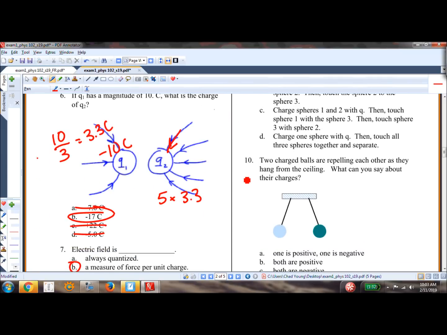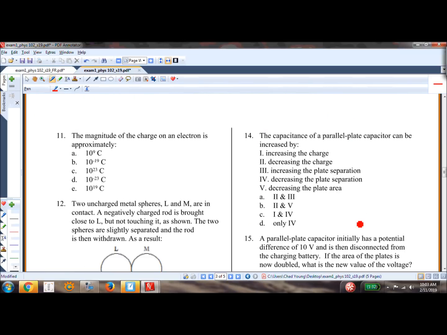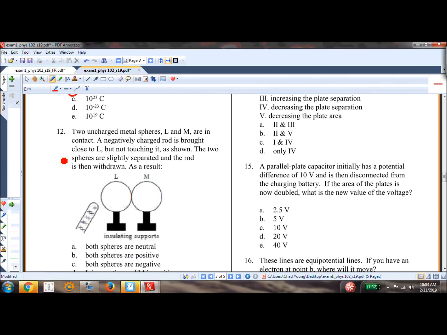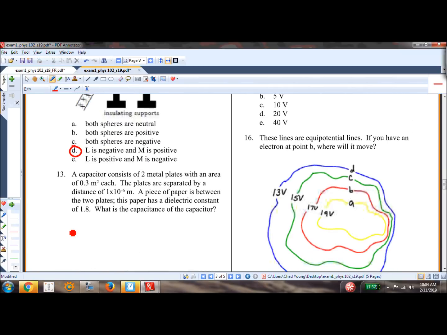2 charged balls are repelling. What can you say about their charge? One is positive, or one is negative, or either both are positive or both are negative. So D is the right answer. Magnitude of the charge on an electron is 1.6 times 10 to the minus 19. If I bring this rod up to these, I get this one a negative and this is positive. So L is negative, M is positive.